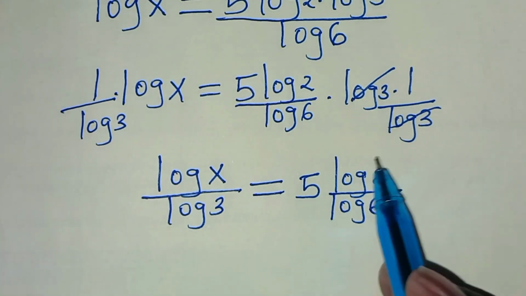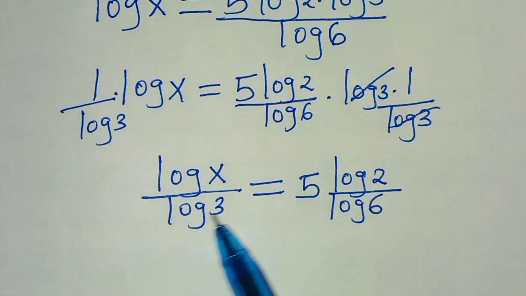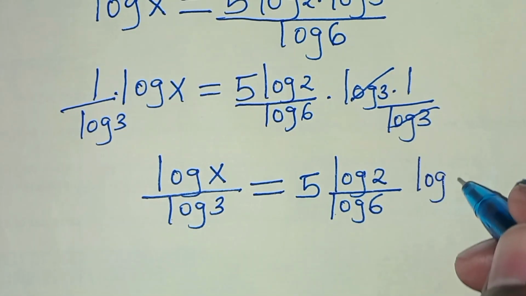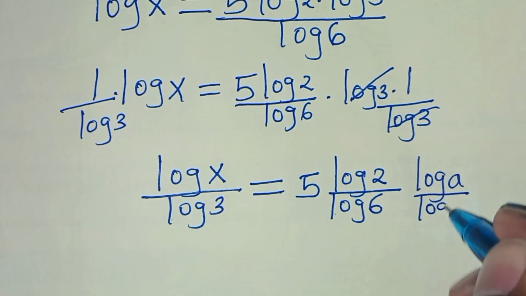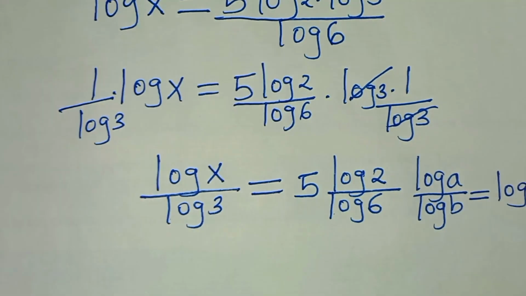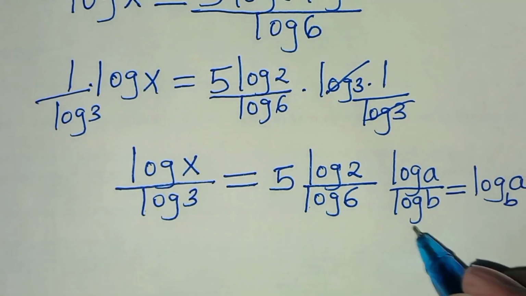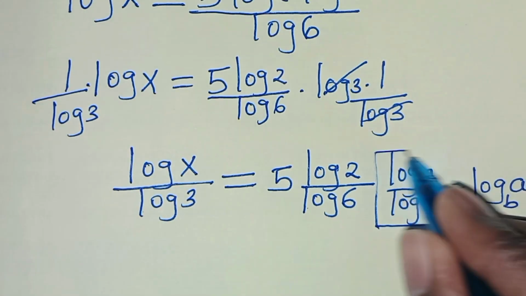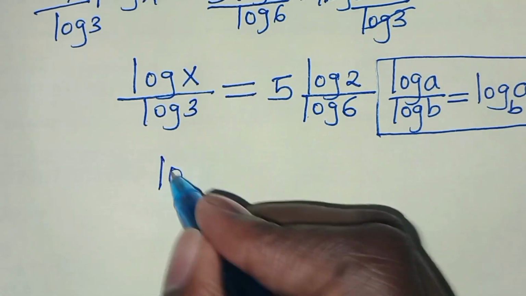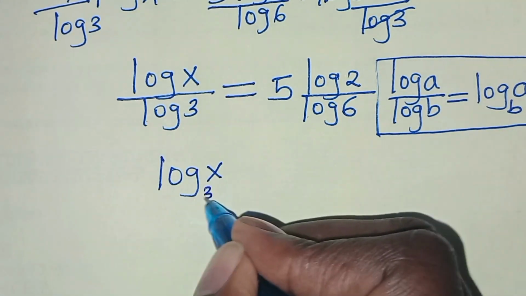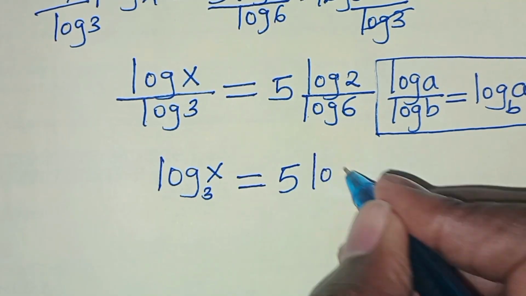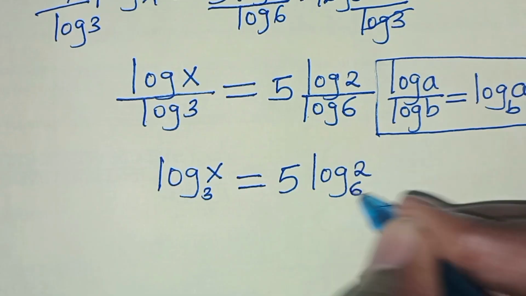Now, the next step from here, you find that log x over log 3 and log 2 over log 6 are in the form of log a divided by log b, which we can express as log a to base b. Applying this property, we have log x to base 3 equal to 5 log 2 to base 6.